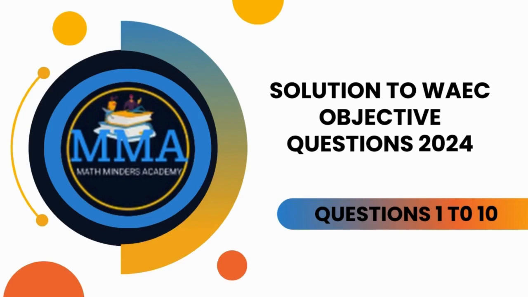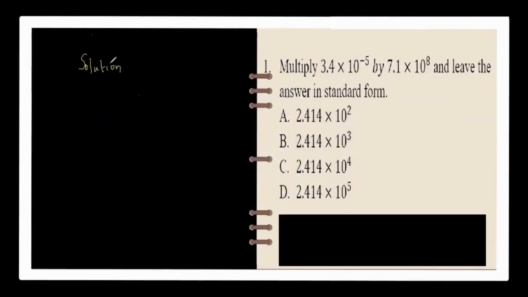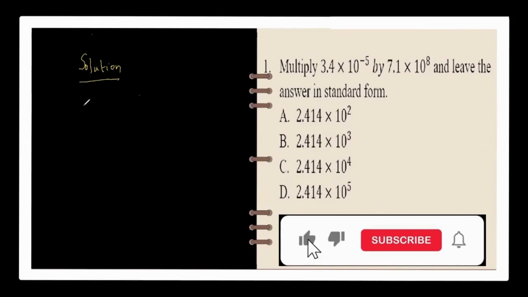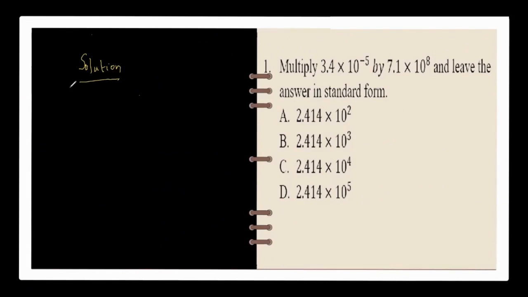Having this in mind, and hoping that you are going to get the best from our video, we proceed to question number 1. Question number 1: we are asked to multiply 3.4 times 10 raised to power minus 5 by 7.1 times 10 raised to power 8 and leave the answer in standard form.